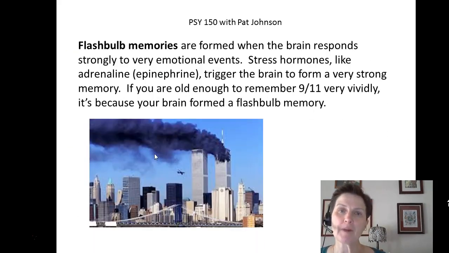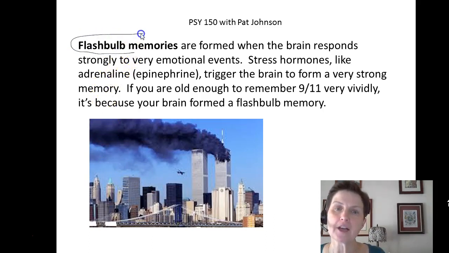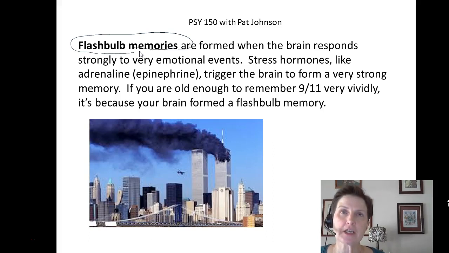All right, let's talk about our last concept in this lecture, and we're going to talk about flashbulb memories. Flashbulb memories are memories that are formed when the brain responds to a really emotional event. And it's like the brain takes a picture and it goes slamming into long-term memory without effortful encoding.